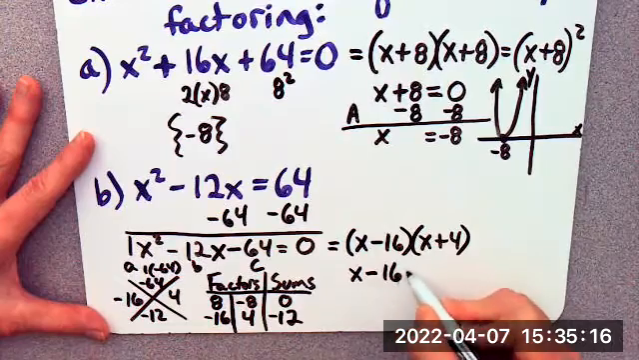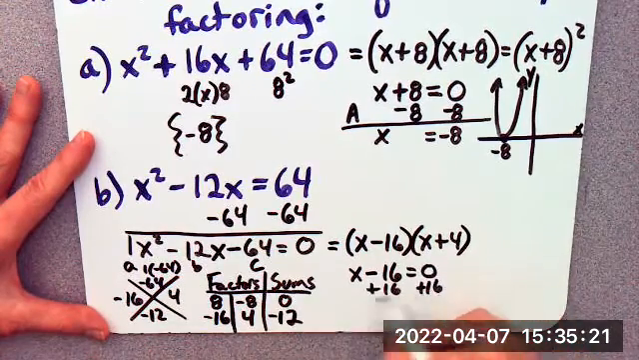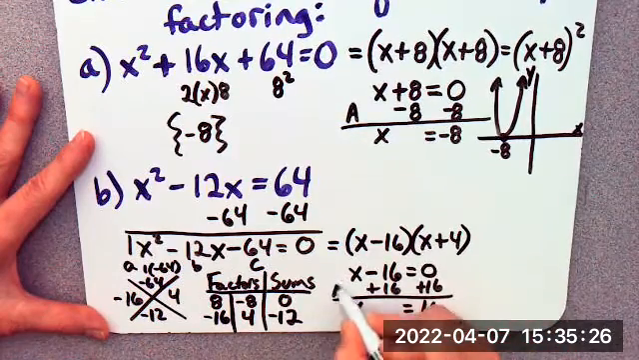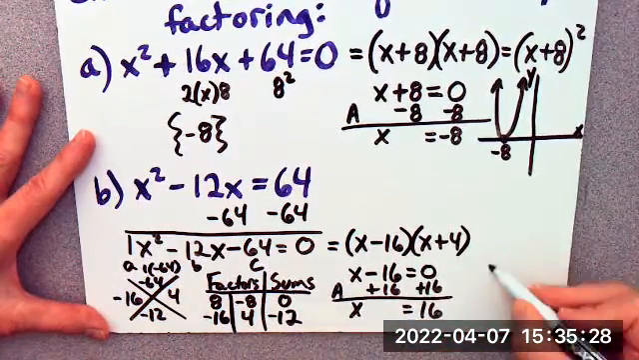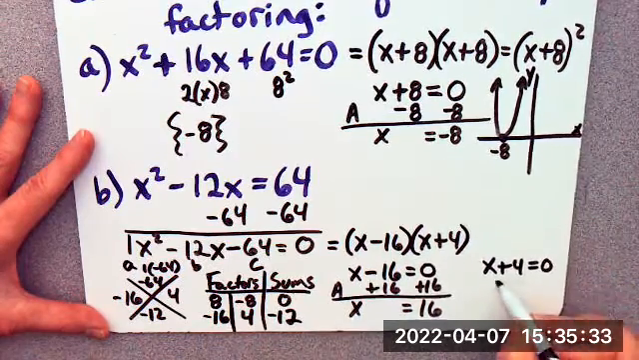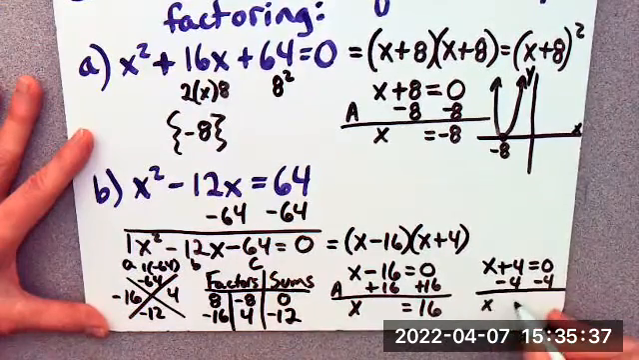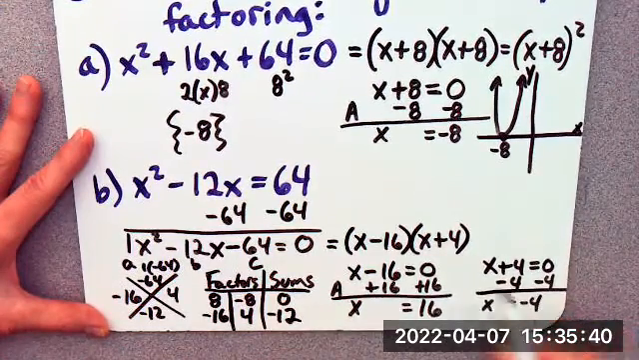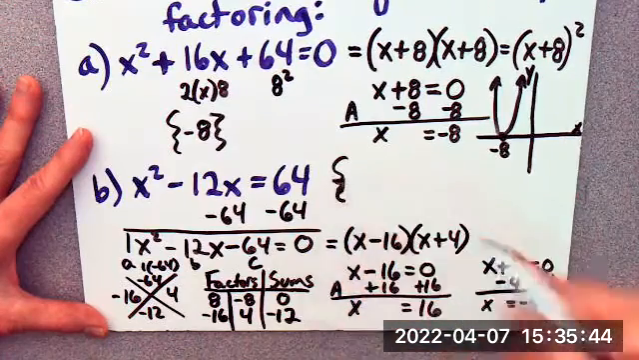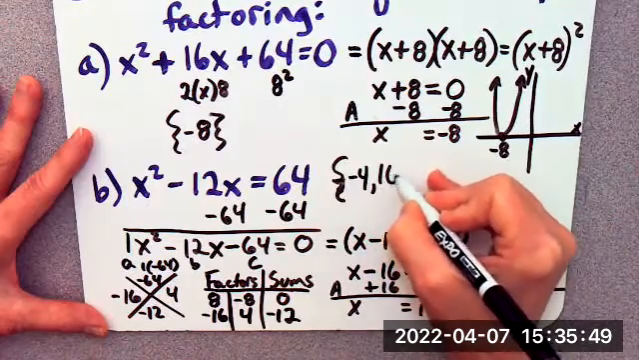X minus 16 equals 0. So we add 16 to both sides using an additive inverse. And we get x equals 16. That's a little additive inverse. We also have x plus 4 equals 0. We use an additive inverse here, and we get x equals -4. So for this, we have two solutions, -4 and +16.